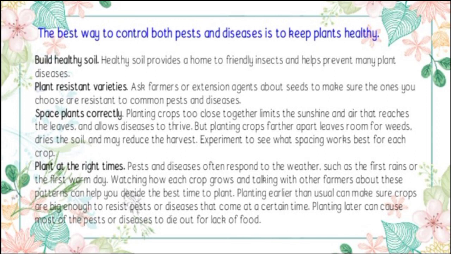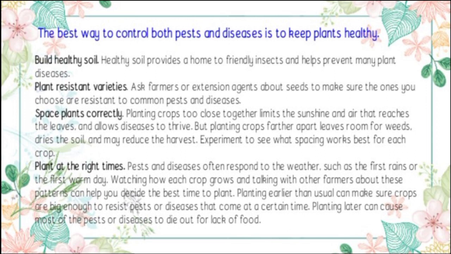Build healthy soil. Healthy soils provide a home to friendly insects and help prevent many plant diseases. Plant resistant varieties. Ask farmers or extension agents about seeds to make sure that the ones you choose are resistant to common pests and diseases.